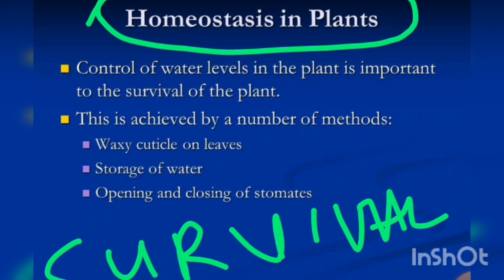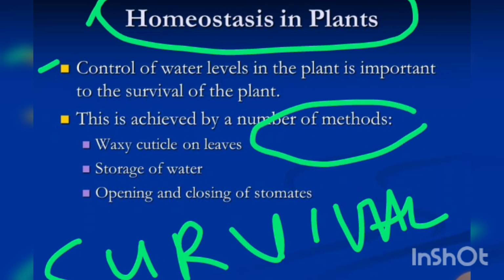Control of the water level in the plants is important to the survival of the plant, and this is achieved by a number of methods. The control of the water levels in the plant is maintained by the following methods: vesicuticle or leaves, storage of water, and opening and closing of the stomata. These are the ways by which we keep the homeostasis maintained in the plant body.